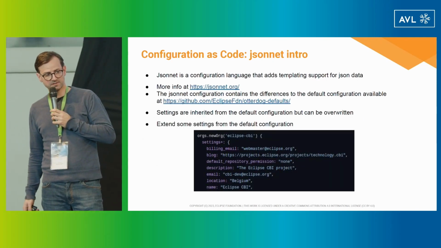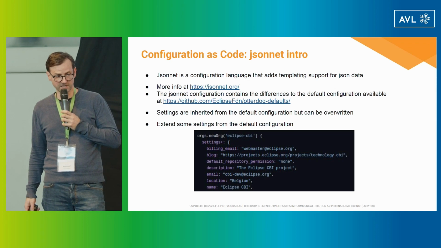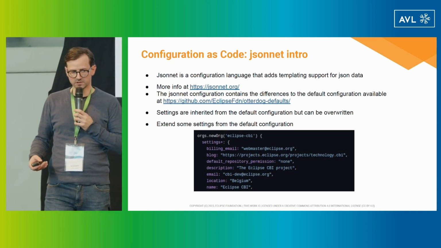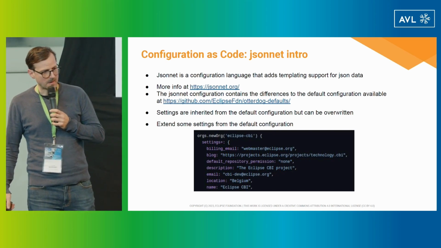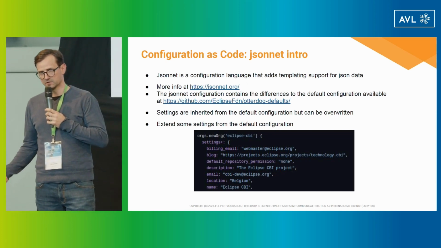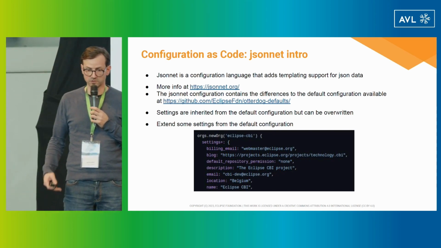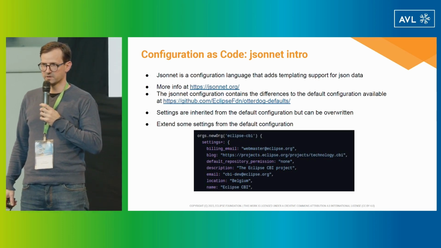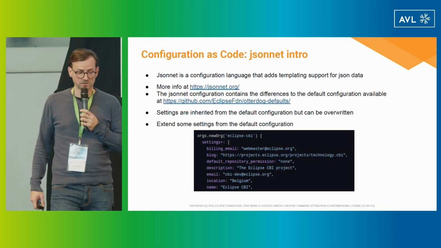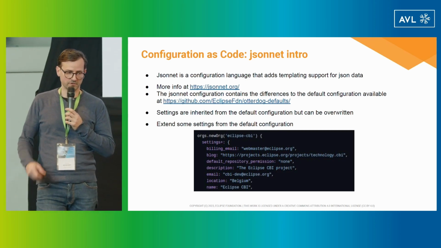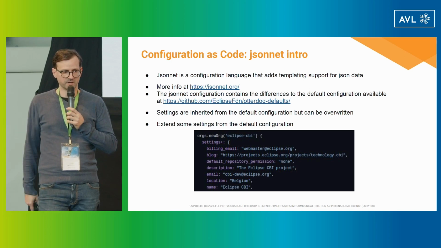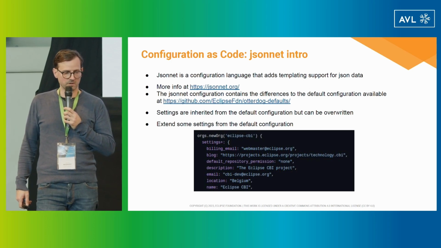What is JSONNet? It's basically a configuration language that adds some kind of templating support to construct JSON data. It's used a lot in the Kubernetes community. It's also used already within the Eclipse Foundation to provision build services. So we use a similar approach there. So that's, I guess, the main reason why we also used it in this case.